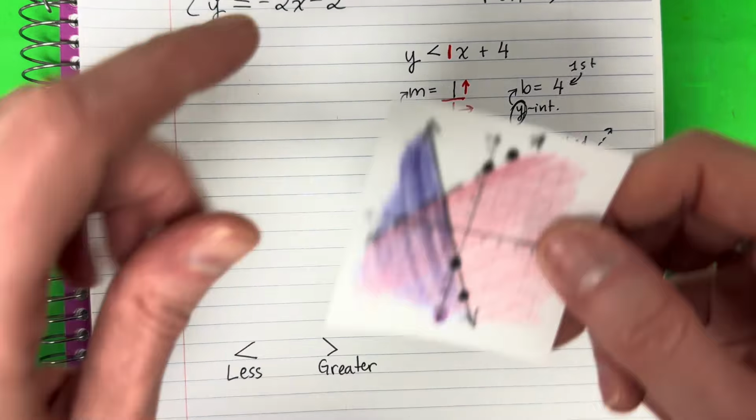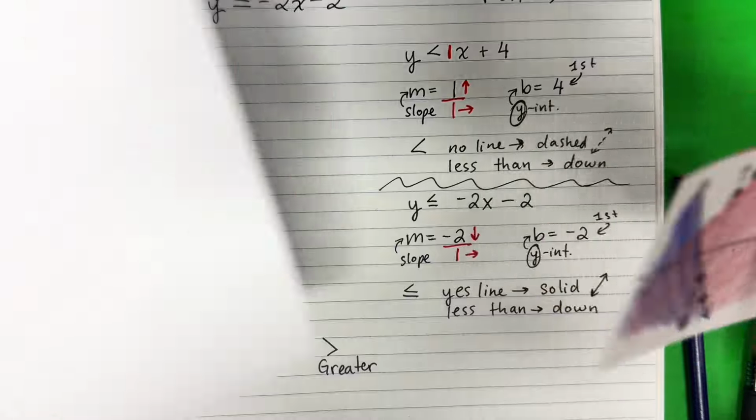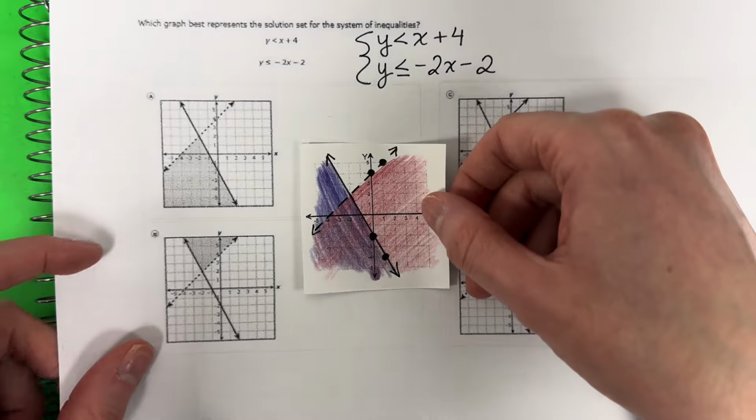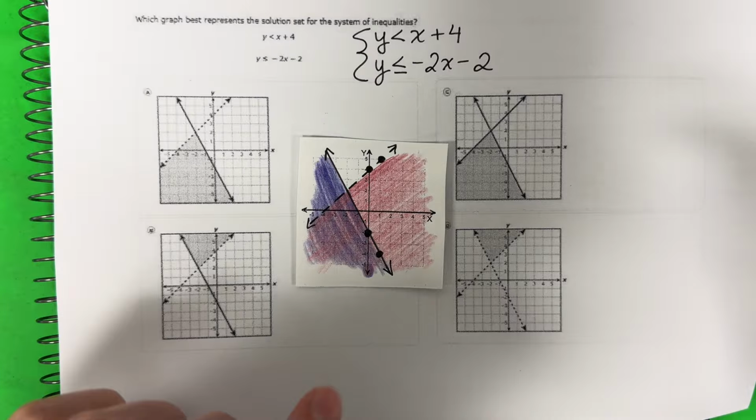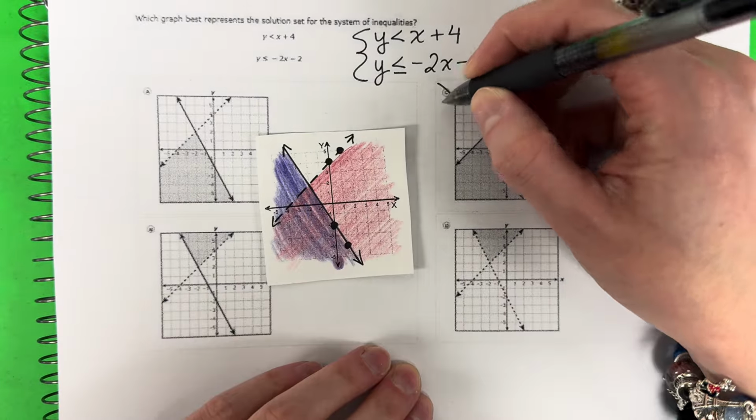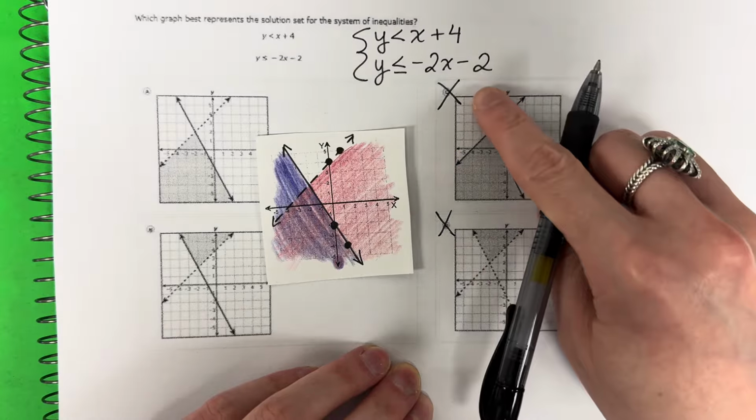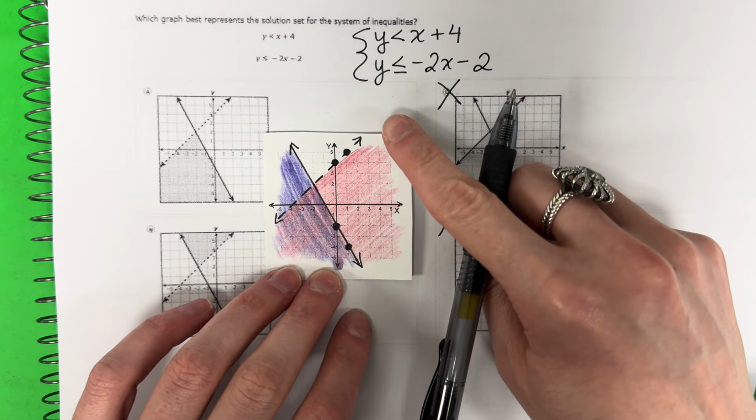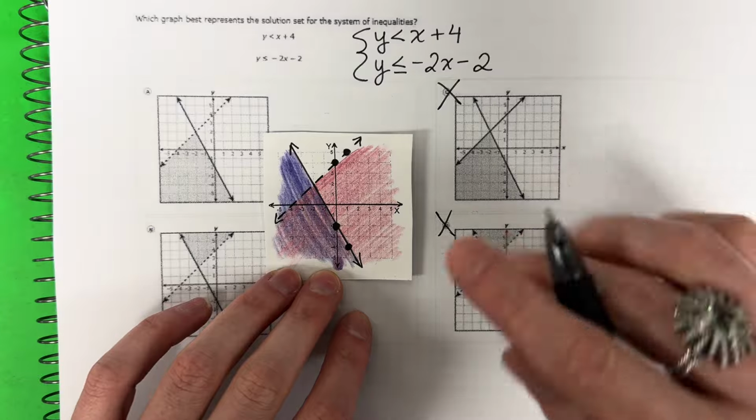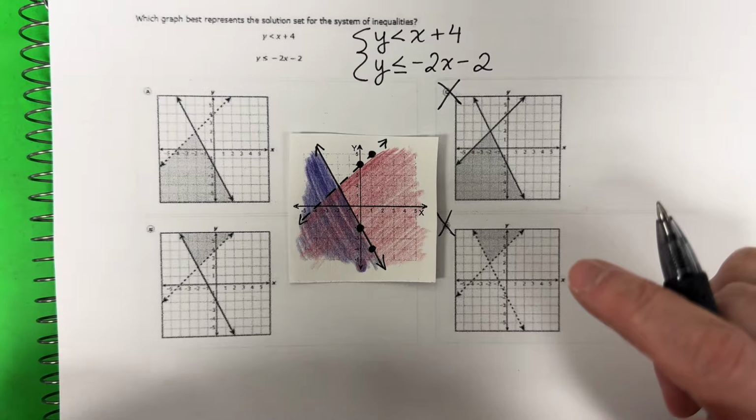Okay, let's go ahead and compare this to our answers. All right, let's see which one works. First of all, let me cross out C and D. I crossed these out because these are solid, right? And I have one solid, one dashed. Here, they're both dashed, so no good. All right, and then I'm going to say the answer is actually A.